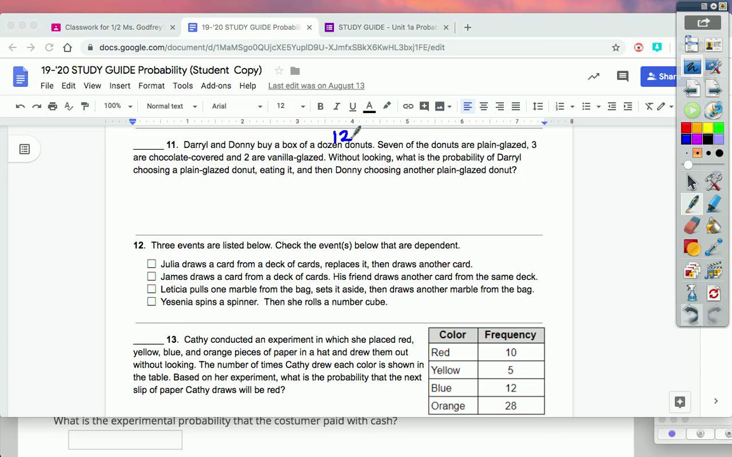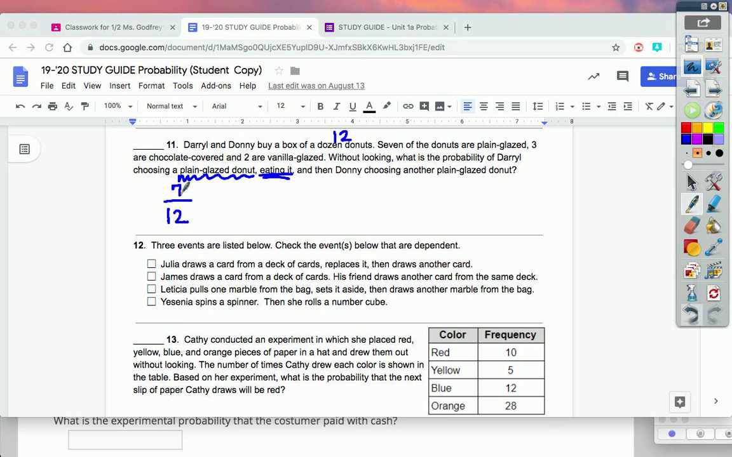7 of the donuts are glazed, 3 are chocolate, and 2 are vanilla. Without looking, what is the probability of Daryl choosing a plain glazed donut, eating it, and then Dunny choosing another plain glazed donut? He's not going to put it back, he's going to eat it. So what Daryl does is going to impact the outcome of what Dunny does. We had a total of 12 donuts, and we're looking for a plain donut in the first event. So we have a total of 7 plain donuts.